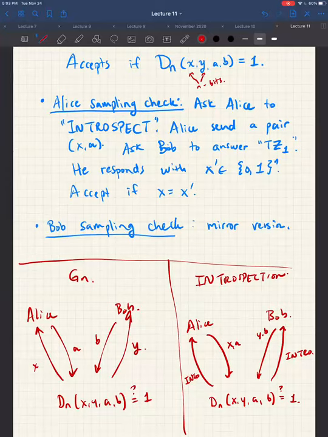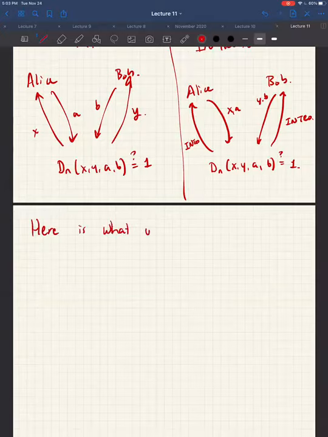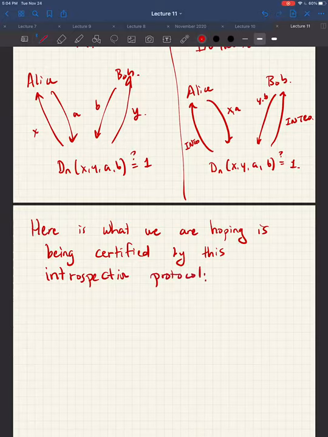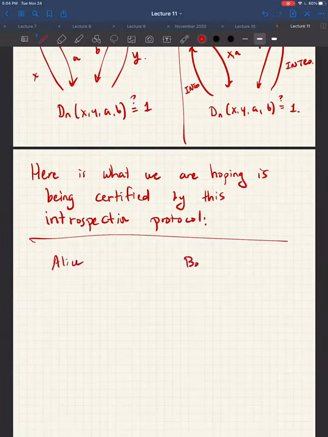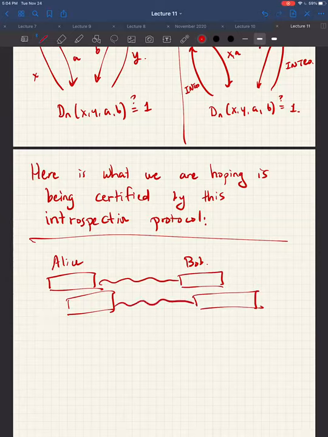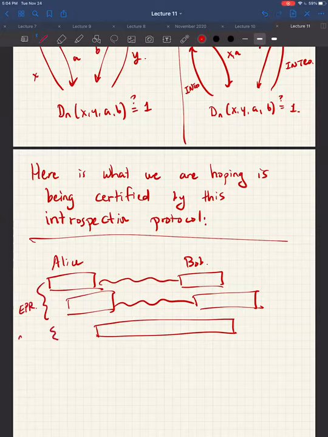Here's what we're hoping is being accomplished by this protocol. Let me draw this as a picture. We're hoping that, by playing this rigidity test, we know that they're sharing these two blocks of EPR pairs. They might have this other entanglement that we can't characterize yet, so we'll just call it "we don't know what it is." These are the EPR pairs, and this is the auxiliary entanglement.